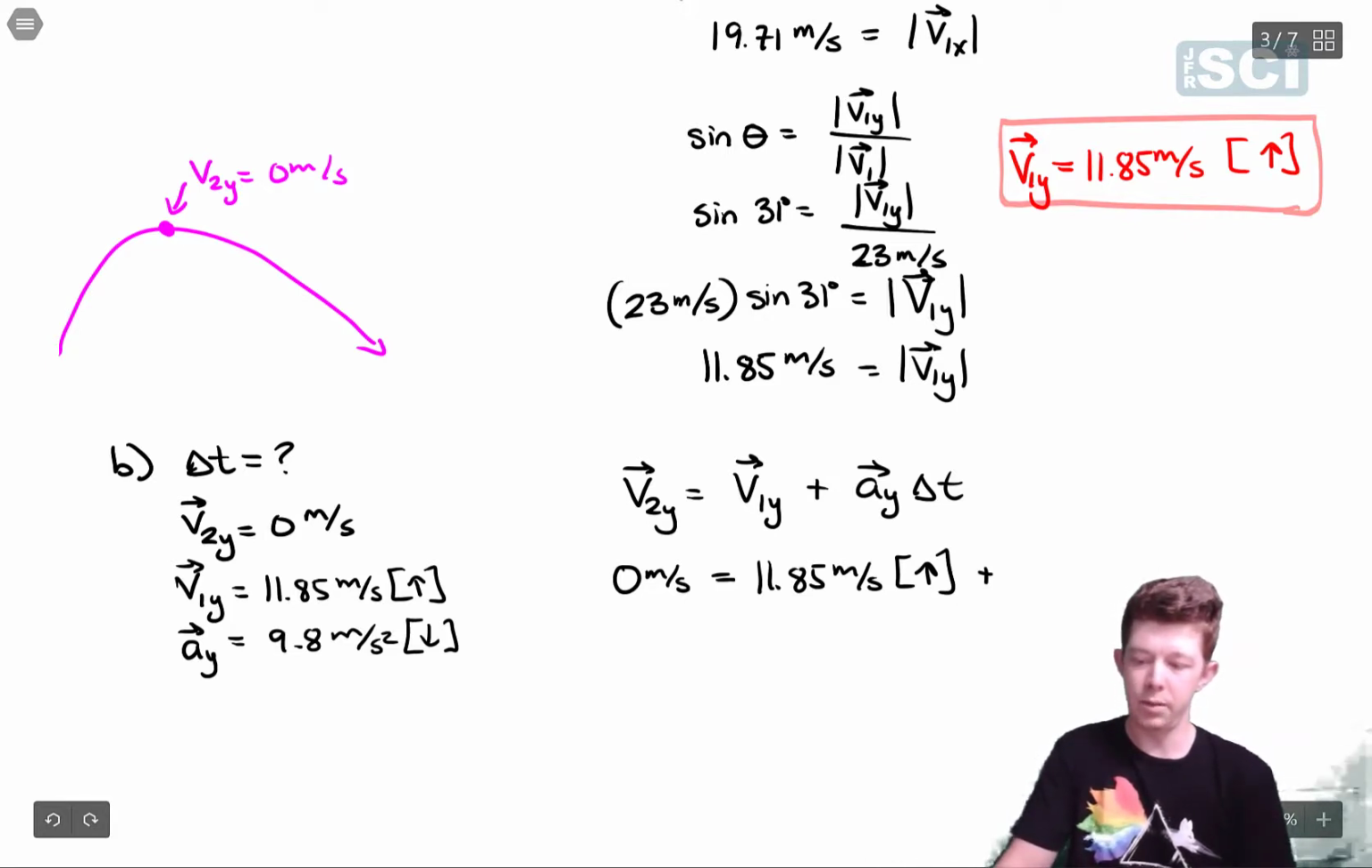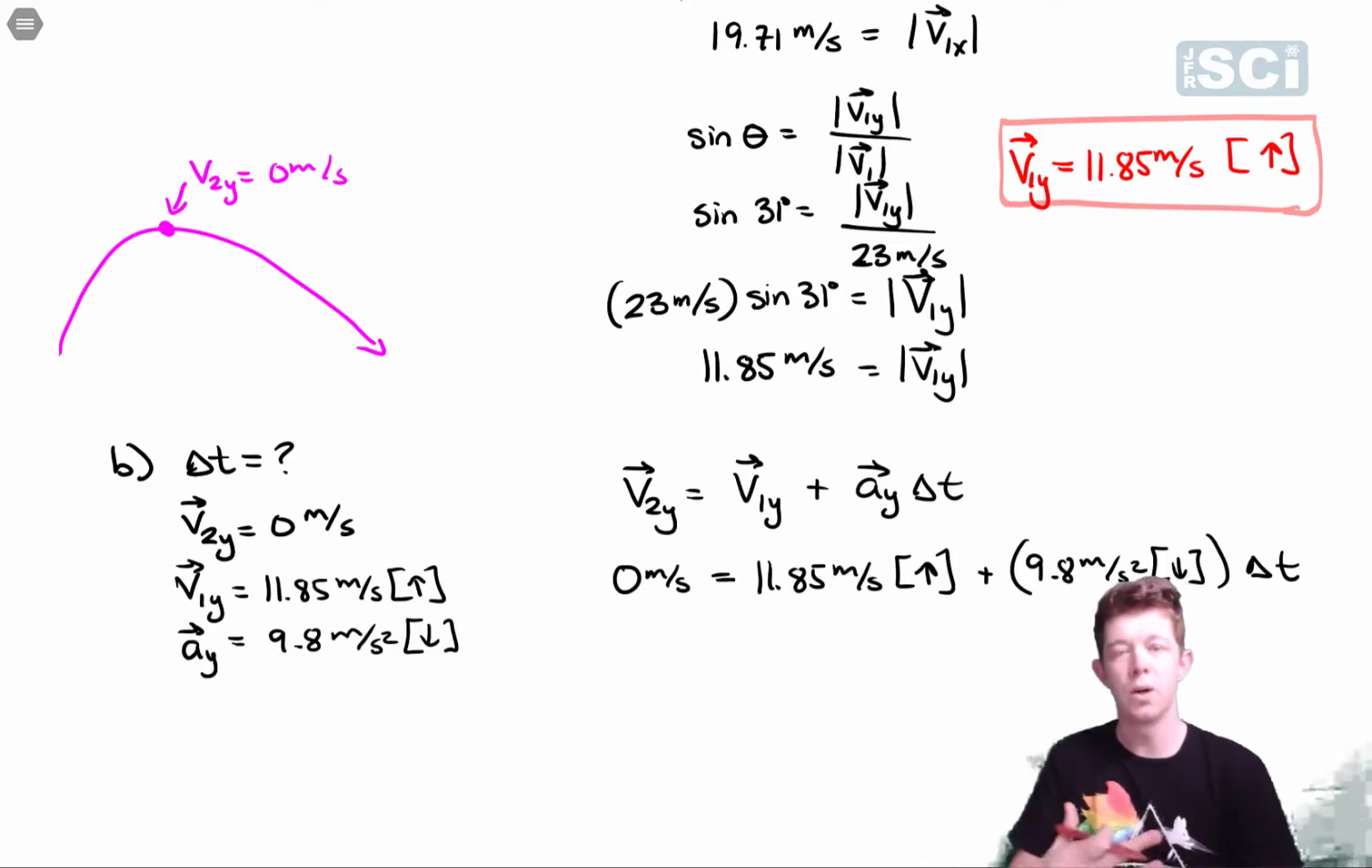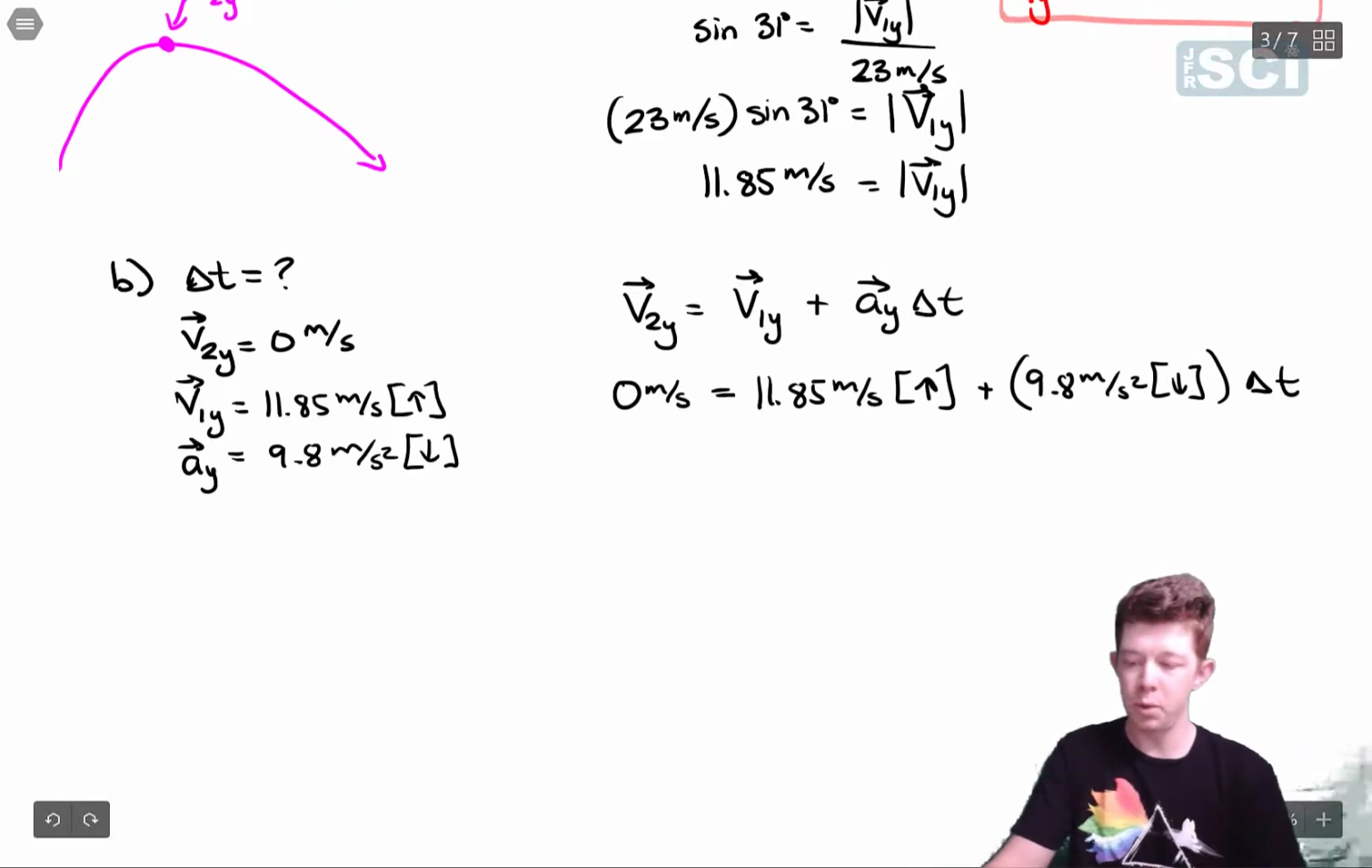My acceleration is 9.8 meters per second squared downwards, and that's being multiplied by delta t. So I need to rearrange my equation to isolate for delta t. I'm going to simply subtract 11.85 meters per second upwards from both sides of my equation, and that leaves me with this expression right now.